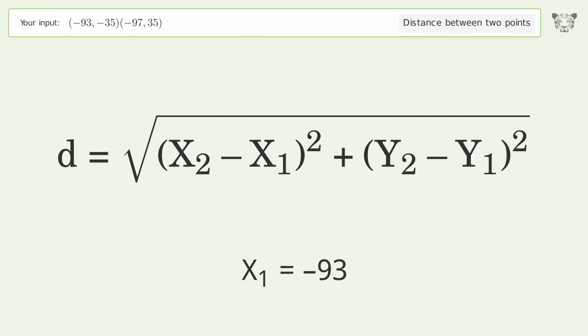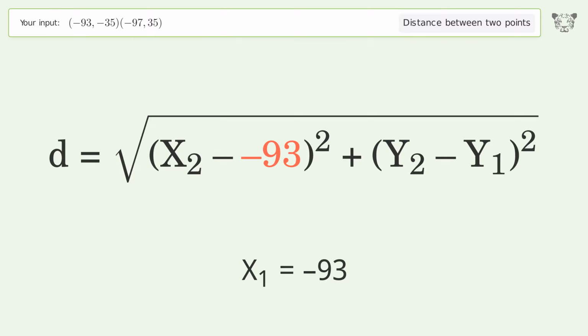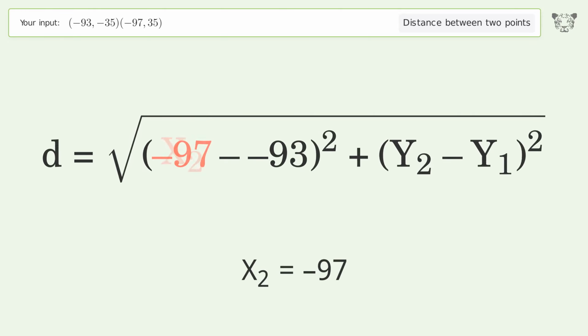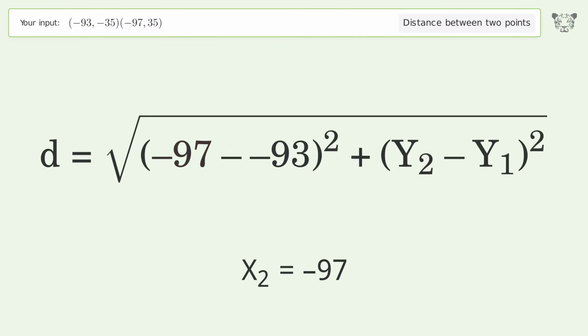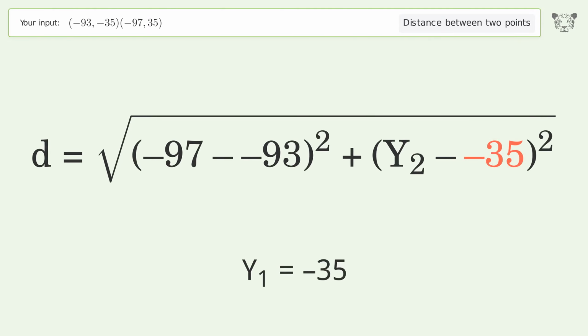x1 equals -93. x2 equals -97. y1 equals -35. y2 equals 35.